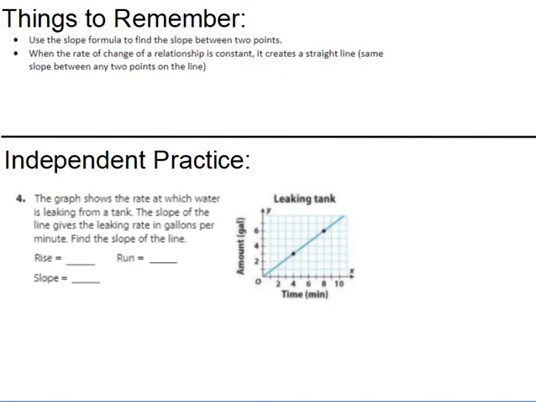So a couple things to remember. Use a slope formula to find the slope between 2 points. That slope formula is change in y over change in x. If we have a rate of change of a relationship that is constant, it does create a straight line, which means we have the same slope. We have the same slope each and every single time between any 2 points on that line.